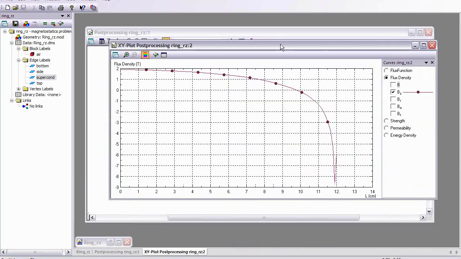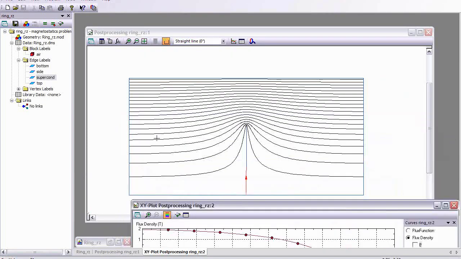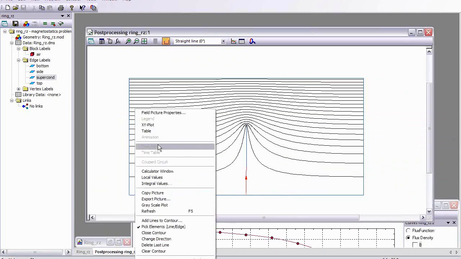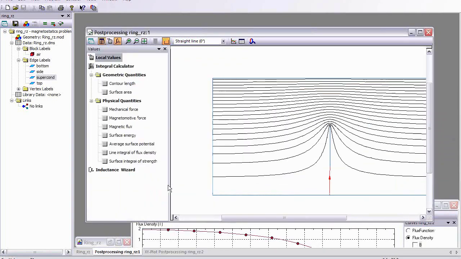Now let's go ahead and calculate the total flux through the ring. If I look at integral values, I can calculate the magnetic flux, which is essentially 0 through the superconducting ring because it has been field cooled here. Zero field cool.